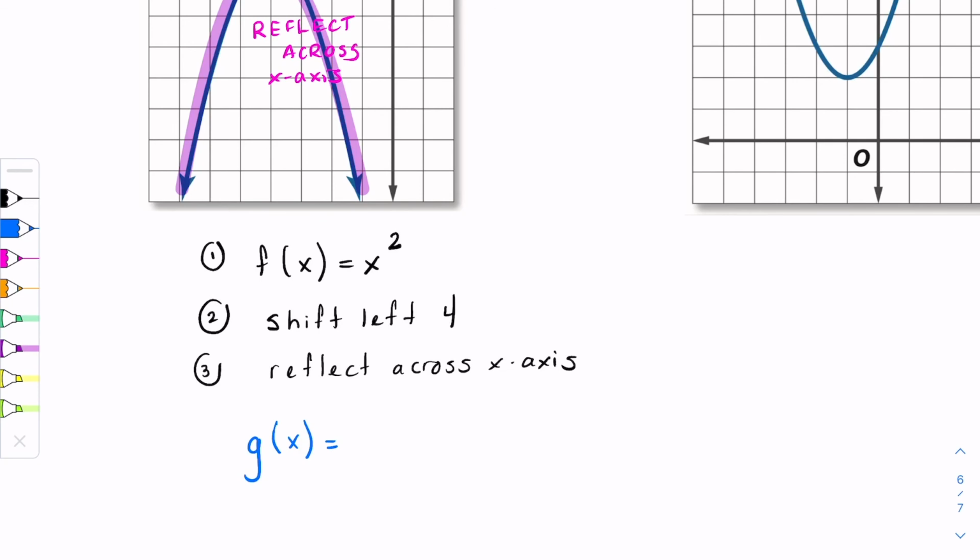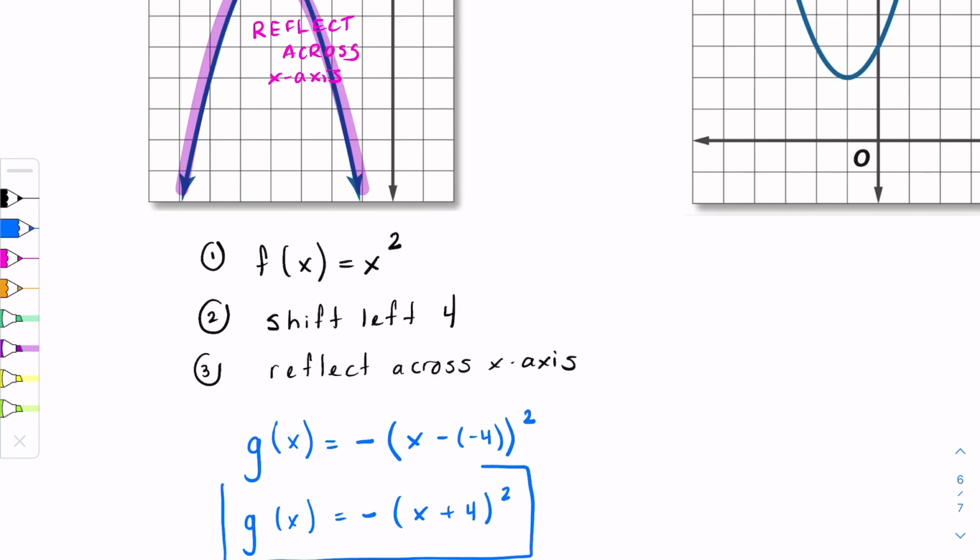But combining all of this stuff here, I know that I'm reflecting, so I'm going to have to start with my negative sign. And then I have x minus negative 4, because we're shifting to the left, squared. And when you are subtracting a negative, it's the same thing as adding. So my final function for g of x, or for the graph that I highlighted in purple, is going to be negative (x plus 4) in parentheses squared.